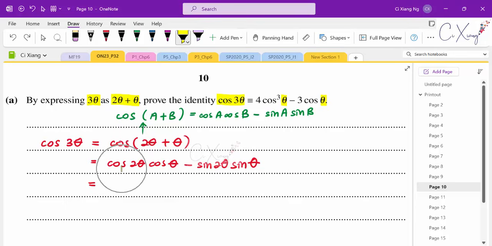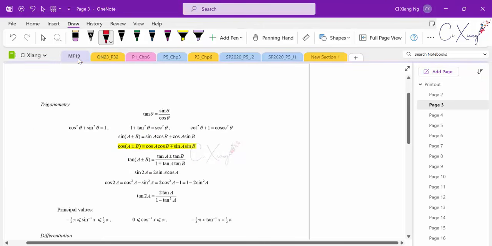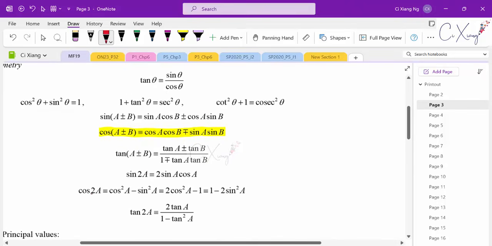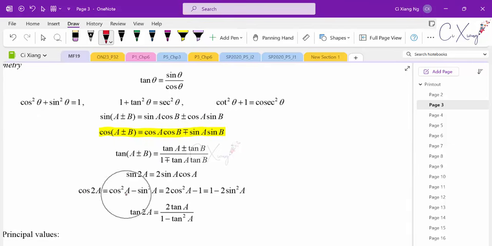Okay, so let's start with this one, cos 2 theta first. So cos 2 theta, I'm going to use 2 cos square theta minus 1. Double angle formula. Okay, so again, if you can't remember the formula for cos 2 theta, refer back to the double angle formula in the formula booklet, which is cos 2 theta equals 2 cos square theta minus 1.